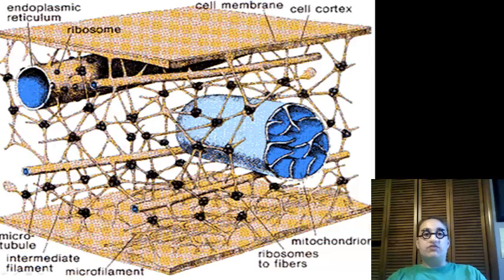So again, we see a cross-section of the cell here. We see some certain organelles, but then we see all these little cross pieces. These are going to be our cytoskeleton. And again, we see the microtubule, which is the thickest. Then we have our intermediate filaments, and then we have our microfilaments, which are the smallest. Remember these, because you will see them again.